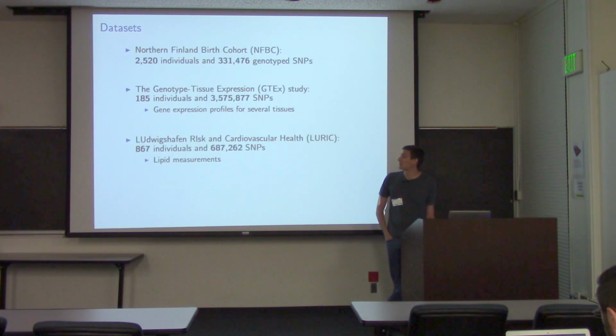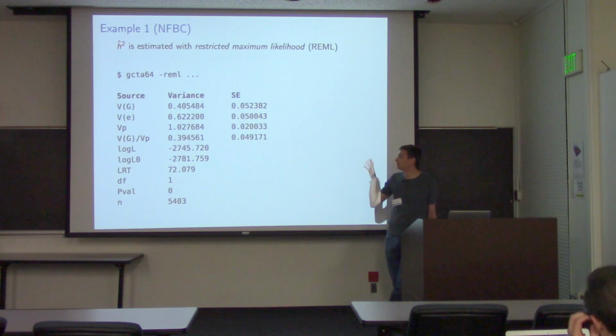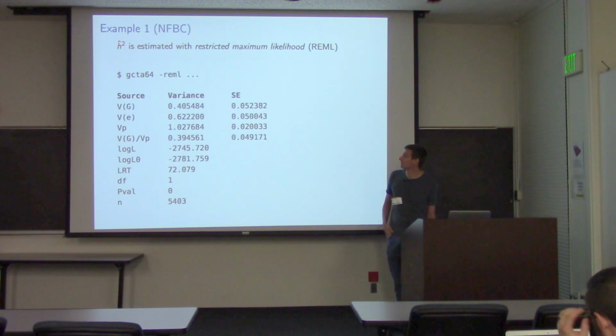So in this talk, I'll talk about three data sets. One is the NFBC data set. It has 2,500 people. GTEx, which is smaller, has about 180, and Lurik, which has about 800. Okay. So before going into the details, let's just do something very concrete.